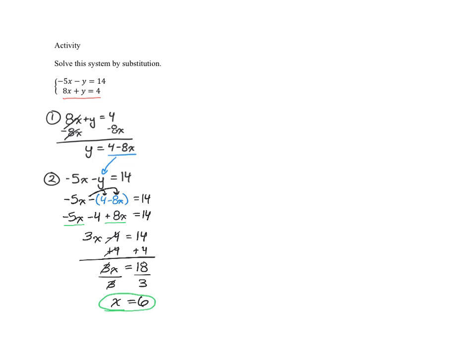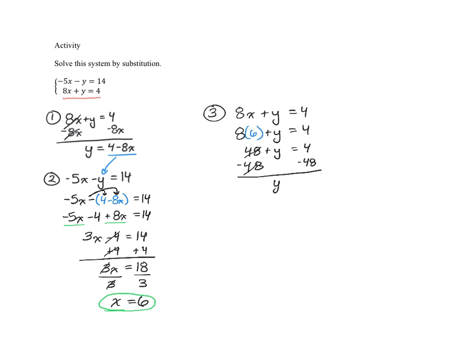Now I want to take this number, x equals 6, and substitute it into the second equation, 8x plus y equals 4. So I'm going to substitute 6 for x. 8 times 6 plus y equals 4. Well, 8 times 6 is 48, so 48 plus y equals 4. I will now subtract 48 from both sides. That leaves us y equals negative 44.